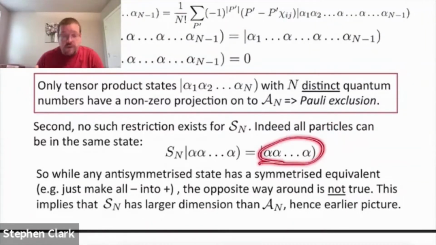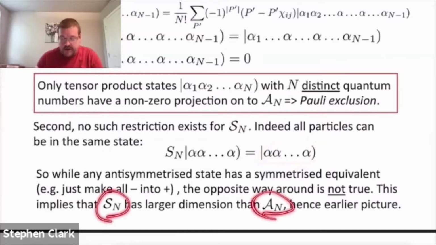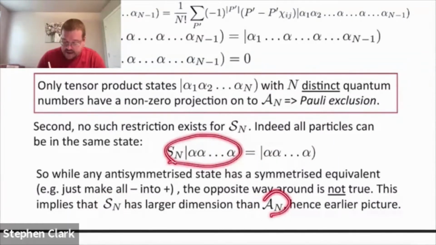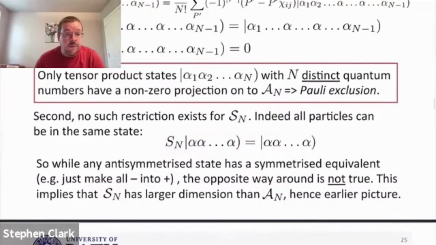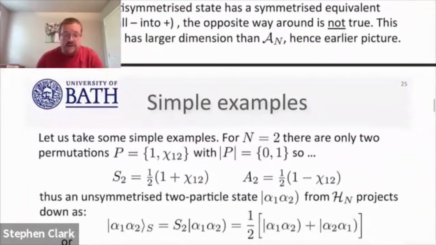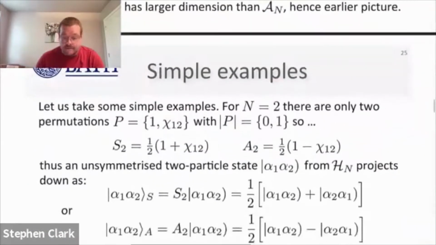This is effectively a Bose condensate. It's where I put a macroscopic number of particles all in the same quantum state. And it also shows you why Sn is larger than An. You can always anti-symmetrize any state that's symmetric, but not every state that's symmetric has an anti-symmetric partner. It doesn't work that way around. So this is definitely bigger than this. Bosons have a bigger Hilbert space to live in than fermions, which explains why they can condense.